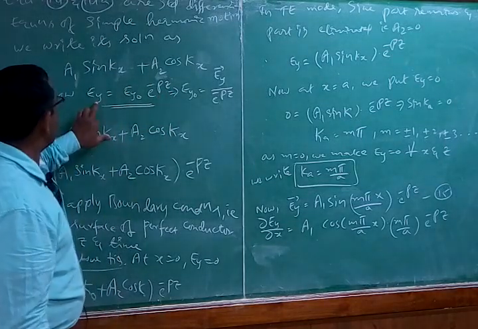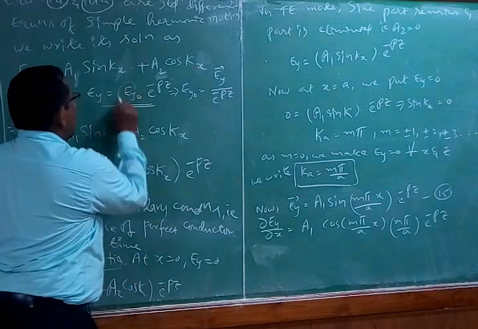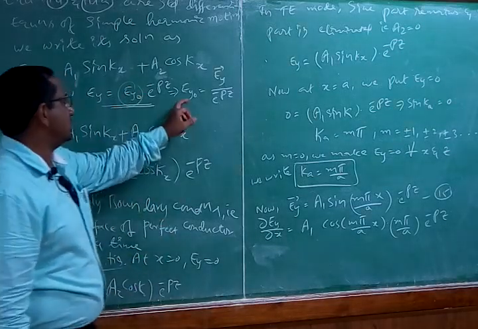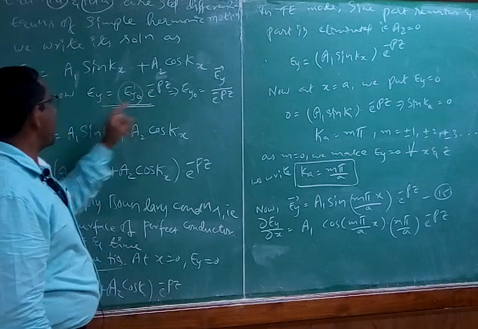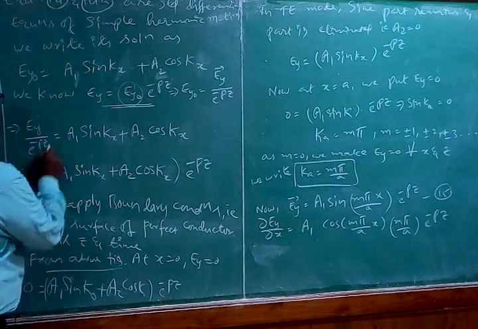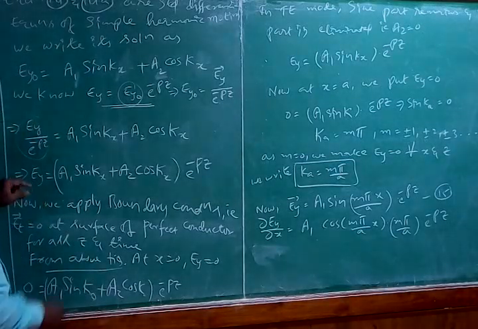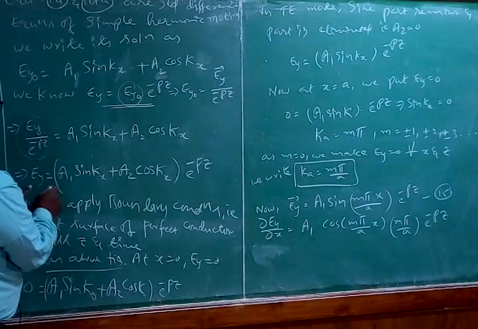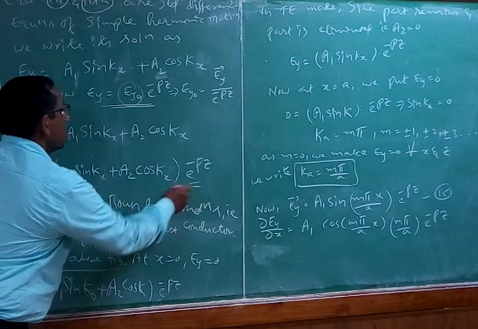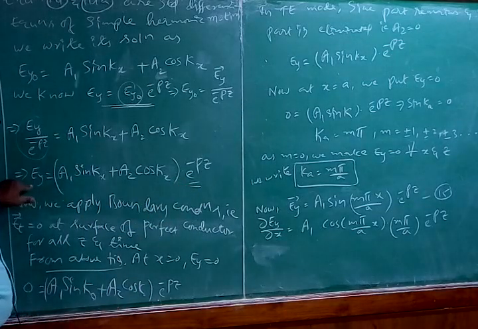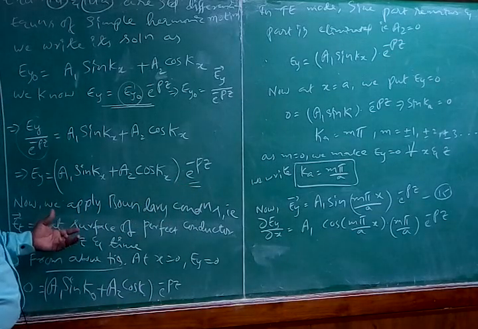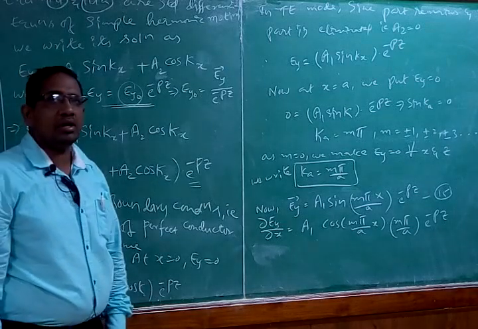So from this I can get this E_y0 component as E_y0 equal to simply E_y divided by this factor. Now I simply replace this factor over here. After I get this, I can write this equation E_y as equal to this component into e^(-pz). Now at this time we apply the boundary conditions.